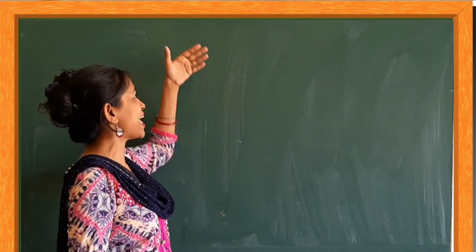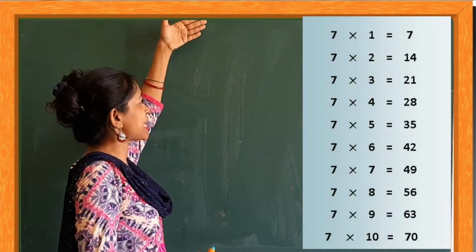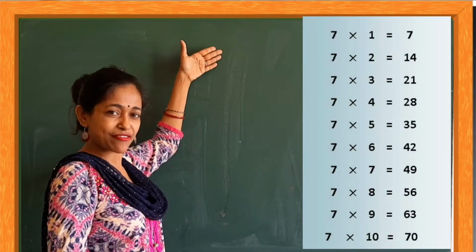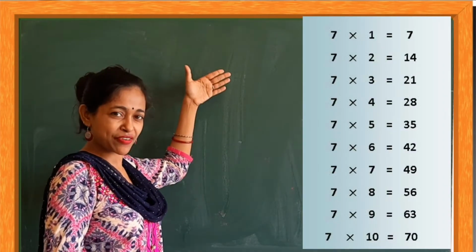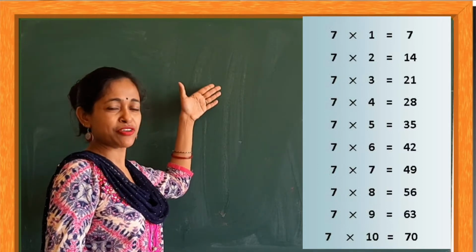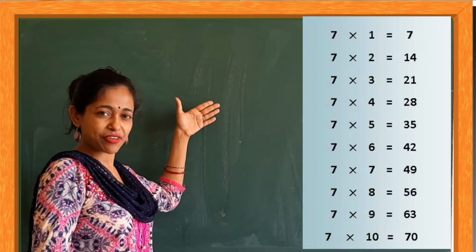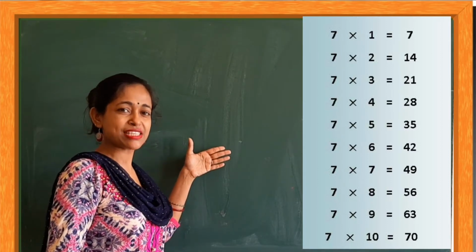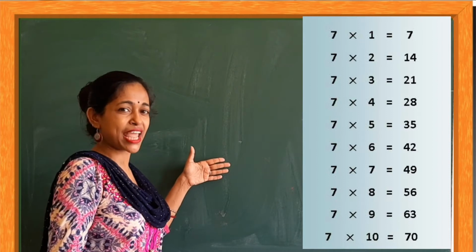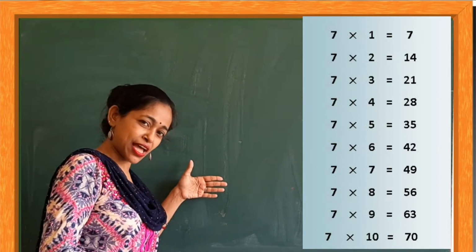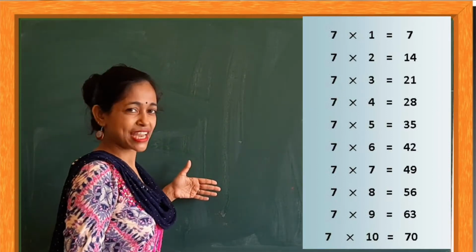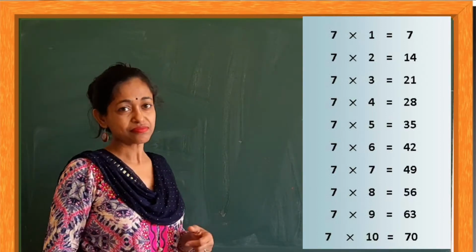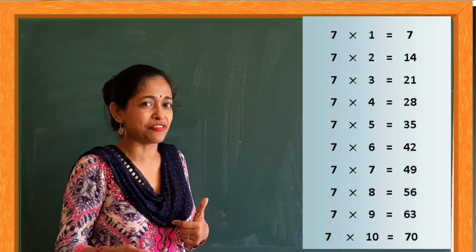Yay! Very good. Let's start. Keep standing. 7 ones are 7. 7 twos are 14. 7 threes are 21. 7 fours are 28. 7 fives are 35. 7 sixes are 42. 7 sevens are 49. 7 eights are 56. 7 nines are 63. 7 tens are 70. Now shall we move a little bit fast?